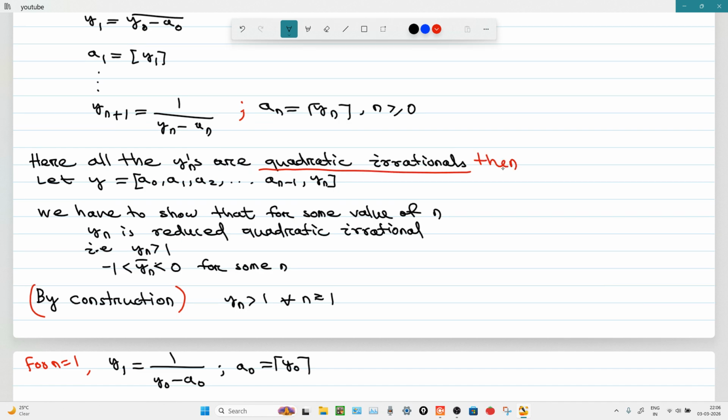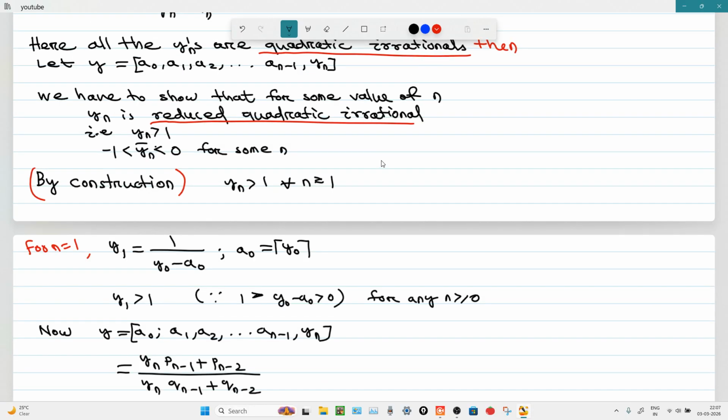Then let y equal a0, a1, a2, ..., a(n minus 1), comma, yn. Then we have to show that for some value n, yn is a reduced quadratic irrational. For that we have to show this property: yn is greater than 1 and minus 1 is less than yn bar less than or equal to 0 for some n. By construction, yn is greater than or equal to 1 for n greater than or equal to 1.